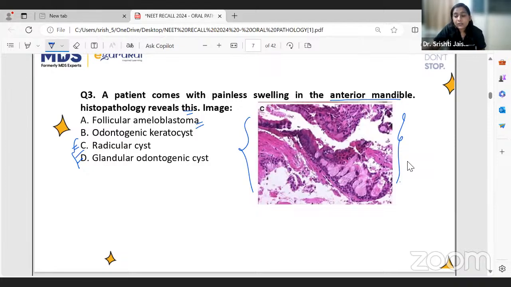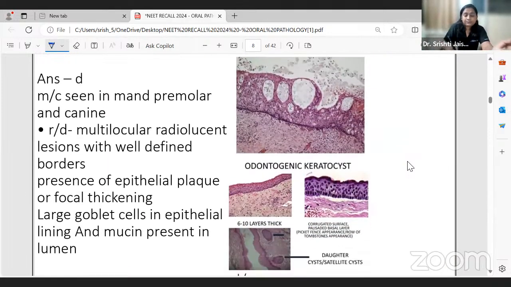Now, what is glandular odontogenic cyst? As the name suggests, there are gland-like features present. There is a presence of goblet cells in the glandular odontogenic cyst. See, these are goblet cells. These goblet cells are totally filled with the serous or the mucus.